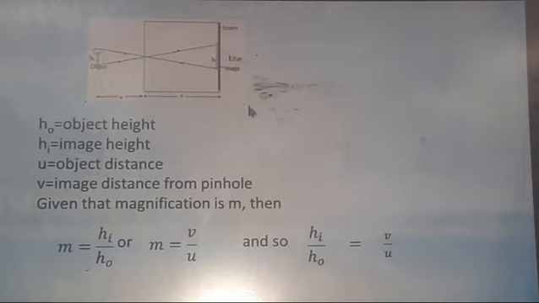Therefore, this simple diagram illustrates that from the camera to the object is referred to as the object distance, which is denoted by letter U. From the hole to the screen of the camera is referred to as the image distance, denoted by letter V. The height of the object is going to be denoted by H0, and the image height is going to be denoted by HI.